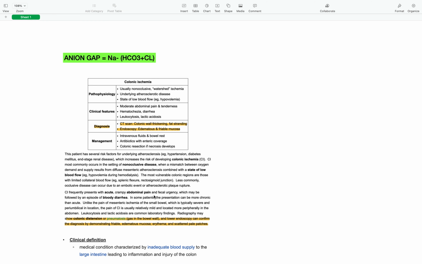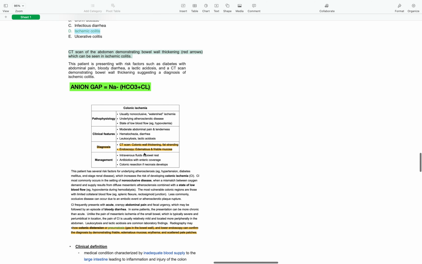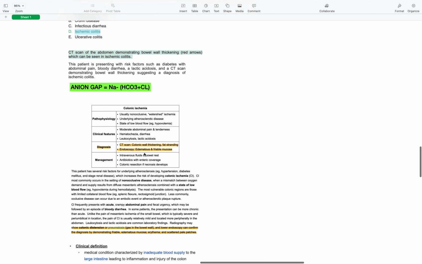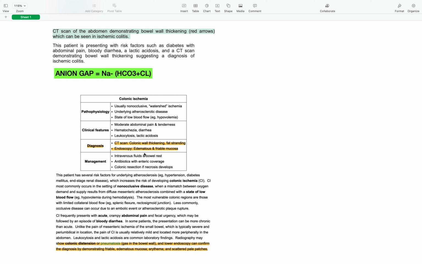Now, a major distinction between colonic ischemia and mesenteric ischemia, or ischemia of the small bowel, is that there is no hematochezia in case of small bowel ischemia. There is no hematochezia in mesenteric ischemia. So that's the major distinction between colonic versus mesenteric ischemia.